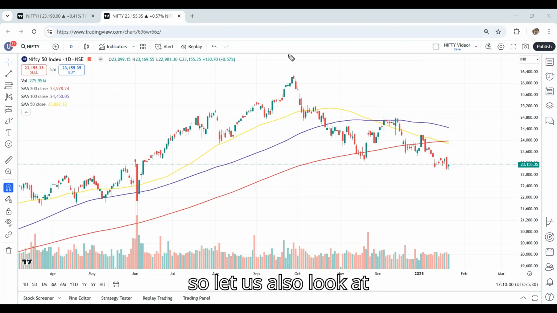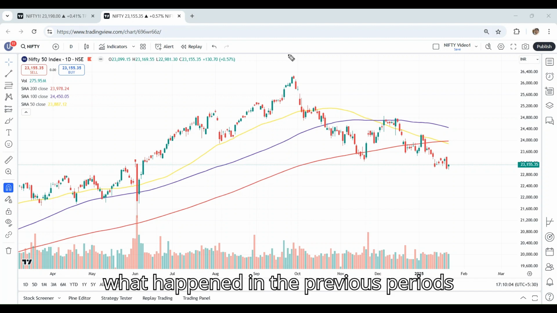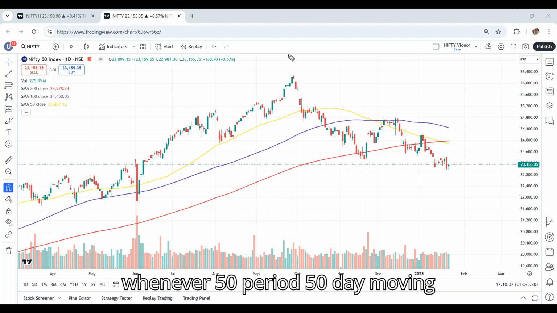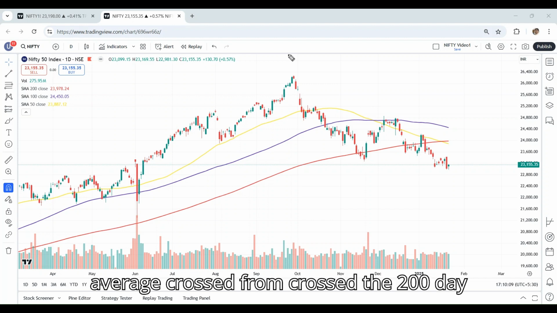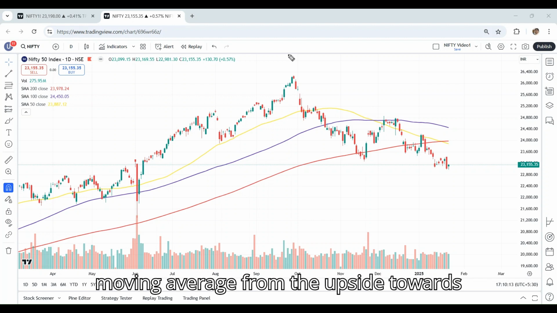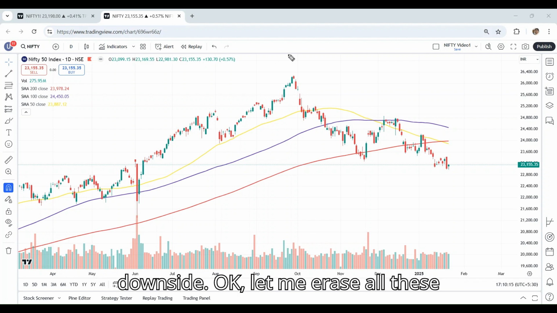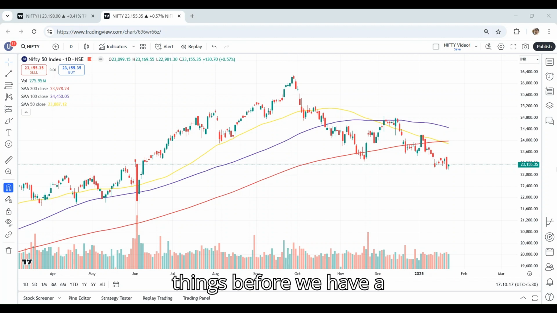Okay, so let us also look at what happened in the previous periods whenever the 50-day moving average crossed the 200-day moving average from the upside towards the downside. Let me erase all these things before we have a look at the complete chart. We'll only go till the pandemic lows. So there is no end.